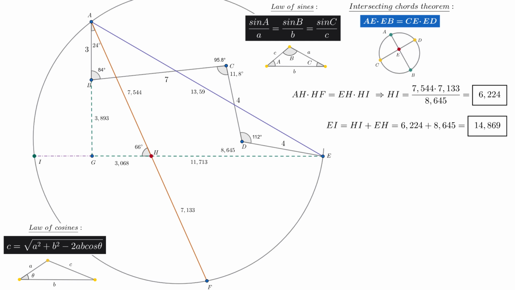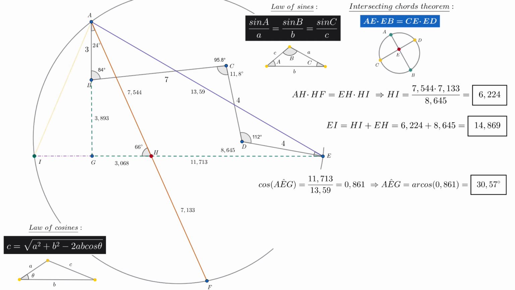Okay, so now we have to find this angle here, AEG, before proceeding any further, using the triangle AEG. So we have cosine of AEG equals 11.713 over 13.59, which is 0.861. So AEG is arccosine of 0.861, which is 30.57 degrees. So now we turn our attention to the bigger triangle, AEI. Now we find the side AI using the law of cosines. So we have AI equals 7.603.